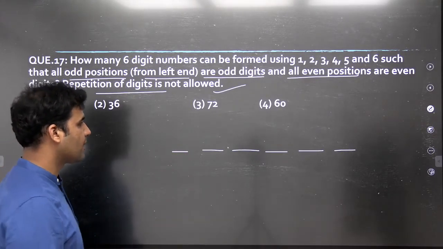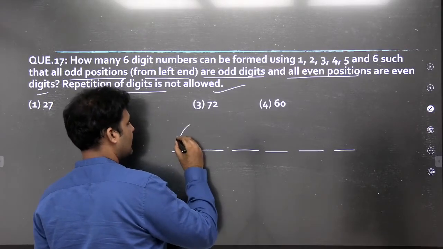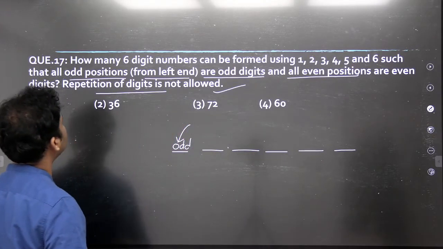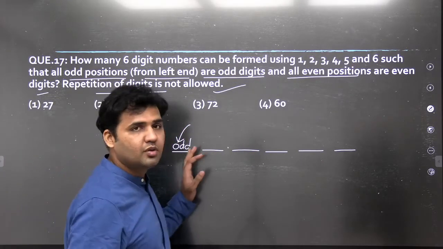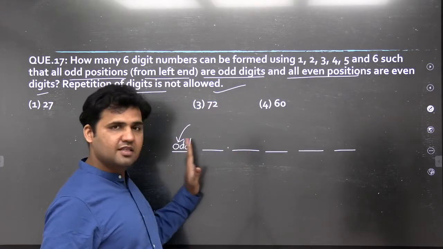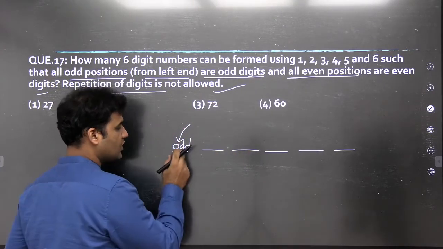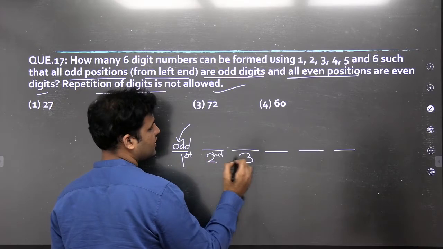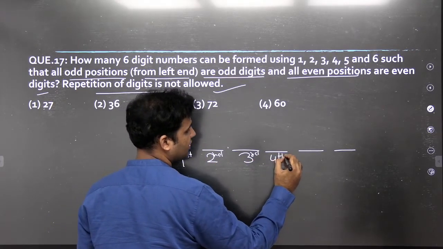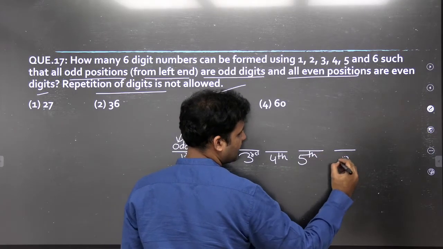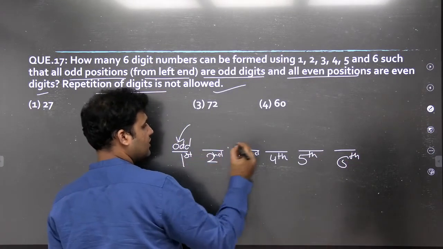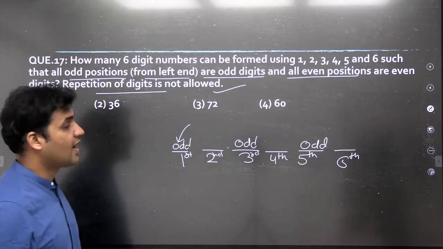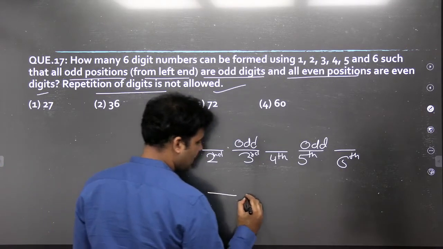Such that all odd positions have odd digits. Now this is position number 1, which means this is an odd position. You have to look at the position from the left hand. So left hand is this side, so you have to start counting from here. This is the first position, this is the second position, this is the third position, this is the fourth position, this is the fifth position, and this is the sixth position. So this is odd, this is odd, and this is also an odd position. Now I have to use only odd numbers at odd positions and even numbers at even positions.